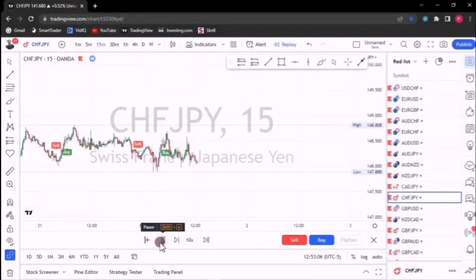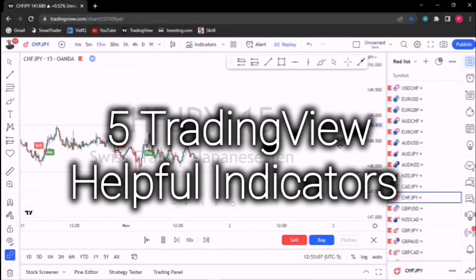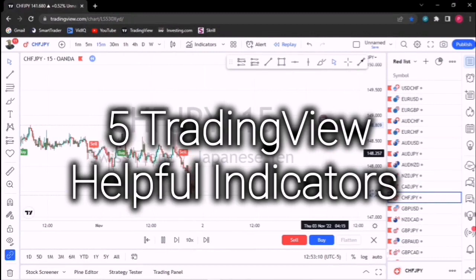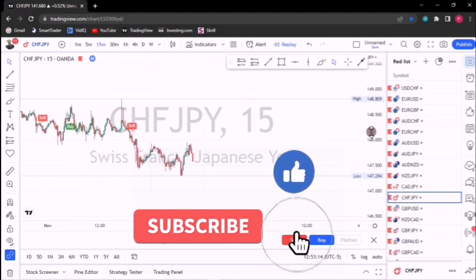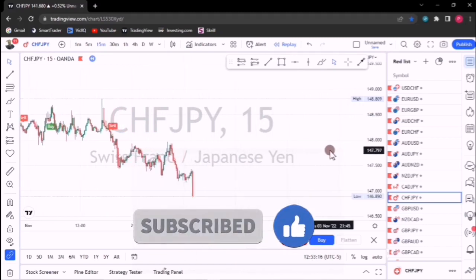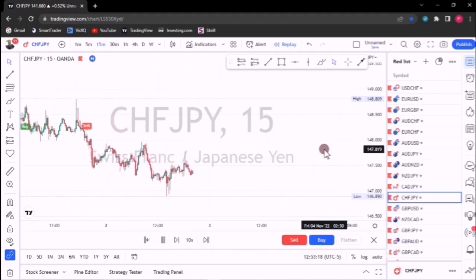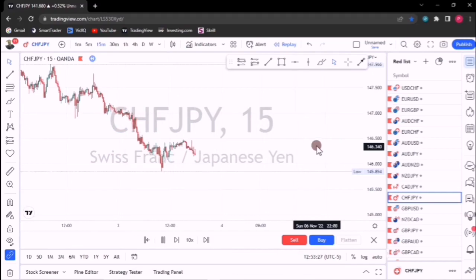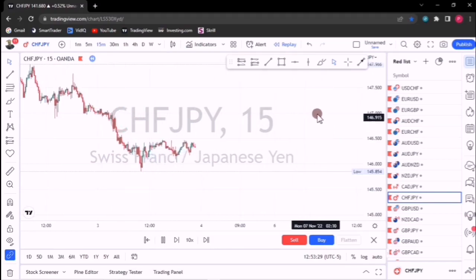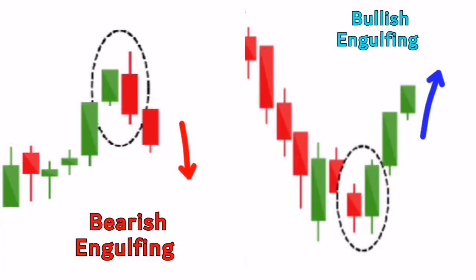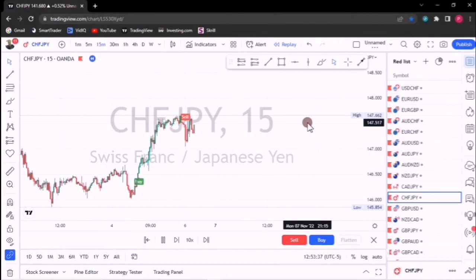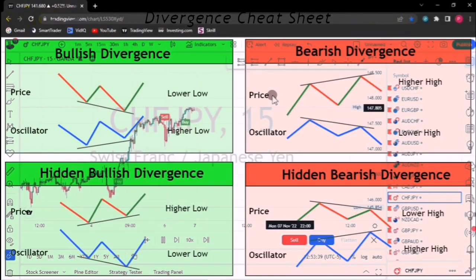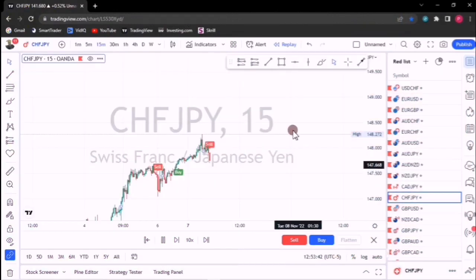Welcome. I want to share with you 5 indicators that I consider to be helpful in TradingView. Now, before I share with you these indicators, understand this. An indicator should help you to identify something that you already know. For example, if you want an indicator to show you bullish or bearish engulfing candles, you should already know what bullish or bearish engulfing candles are.